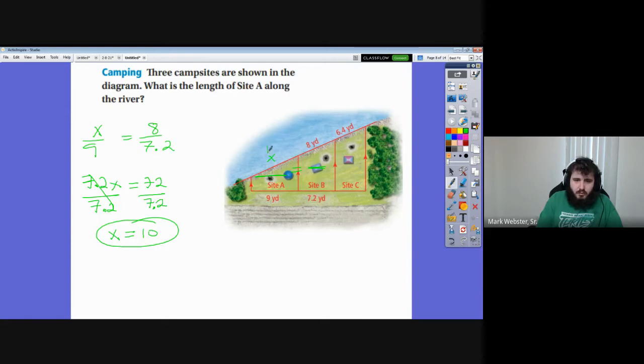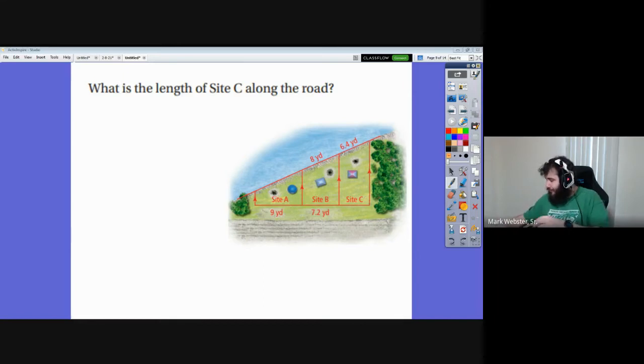So that's the answer right there. Yards, right? So I found this length over here. What you're going to end up finding is the length along the road of site C. All right, let's go over this. So you've got a lot of options. I'm not going to tell you any way that you have to do it. If you're just, okay, well, I've got the 8 and the 7.2 over here, I'll just do this one.